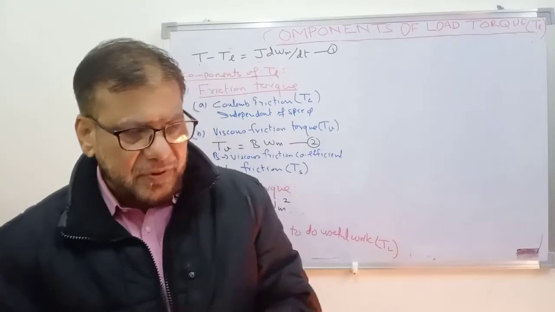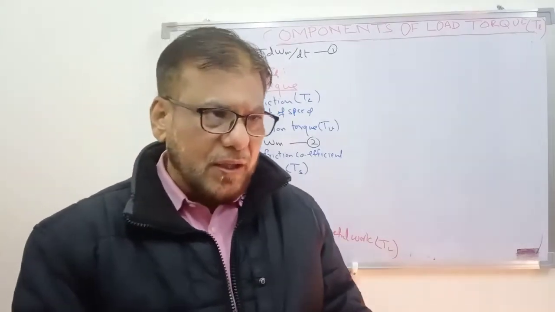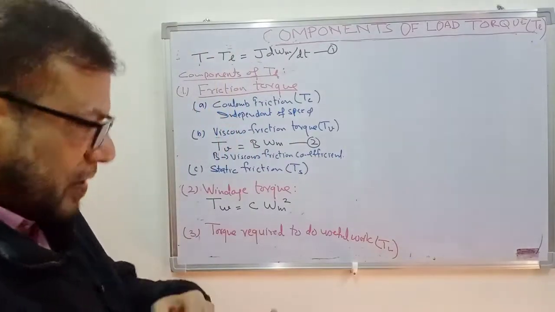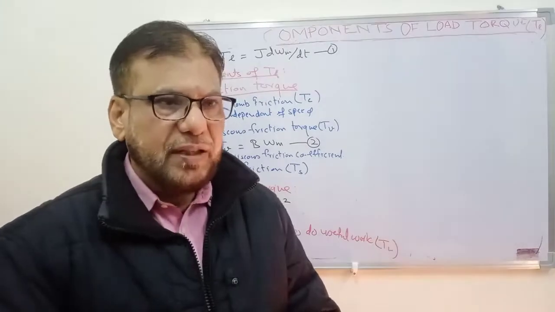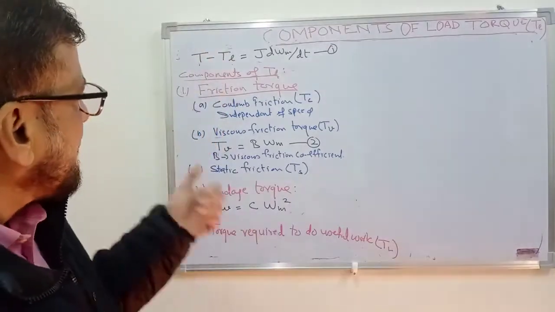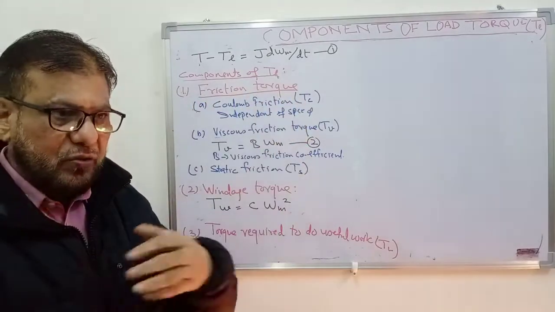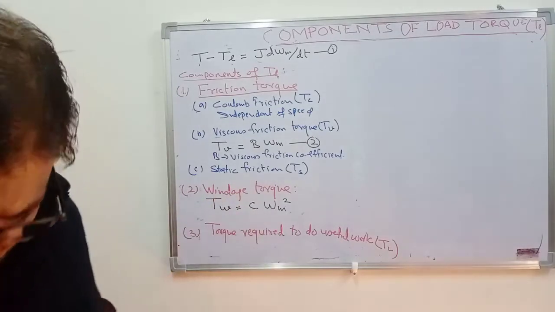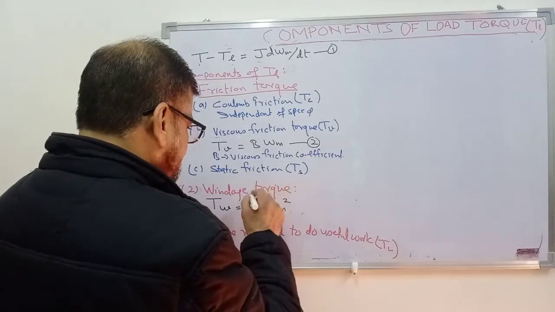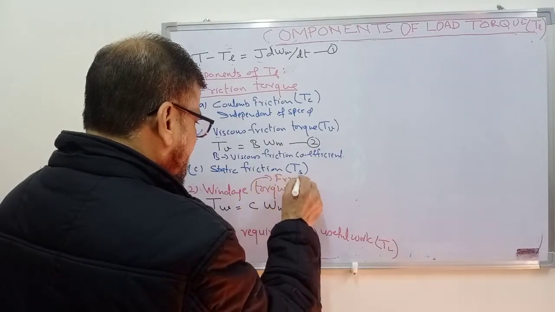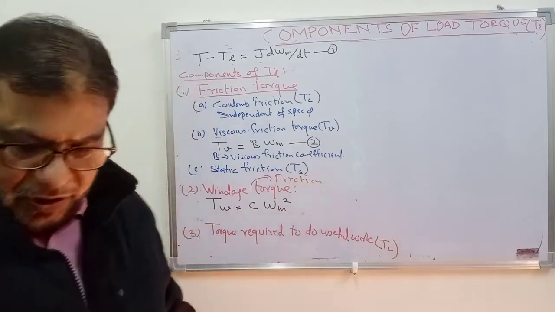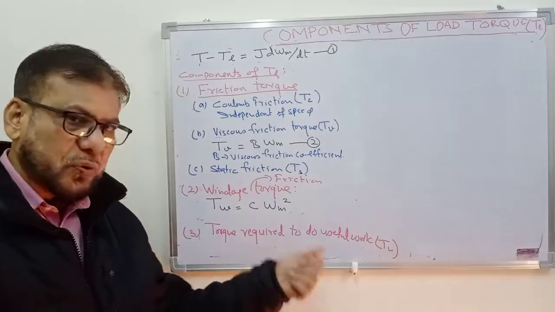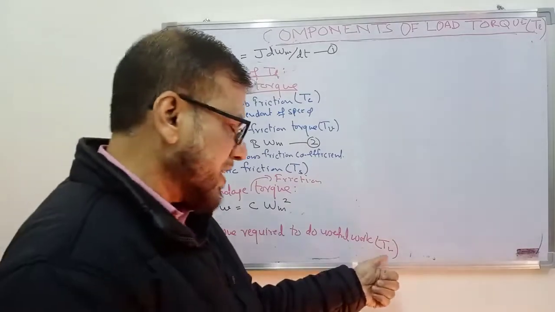The motor has to run, it has to move certain load. The motor shaft will be placed on the frame of the motor. Some bearing will be there. So always there will be some friction that the motor has to overcome. So the major components are the friction torque that the motor has to overcome. Then it has to overcome the wind friction also. So you may call it as wind torque or wind friction torque. This is also one of the components of the load torque. And the third is the load torque required to do the useful work, that we call as T capital L.